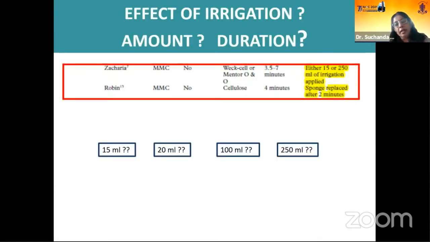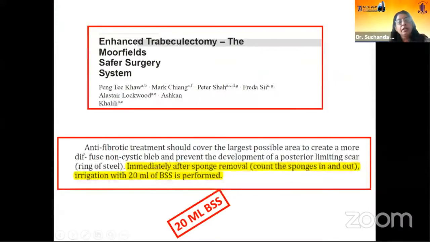Now, what about the irrigation, which is another variable regarding the use of MMC? How much irrigation is ideal? 15 ml, 20 ml, 100 ml, 250 ml, as different studies have come up with. But what we commonly follow now is the recommendation by the Moorfields Safer Surgery System that at least 20 ml of PSS should be used to irrigate immediately after the sponge removal.